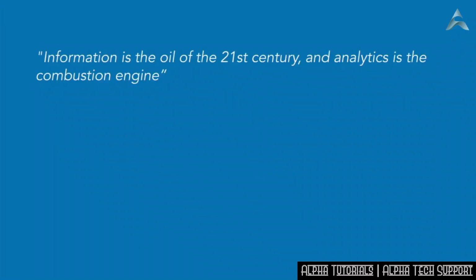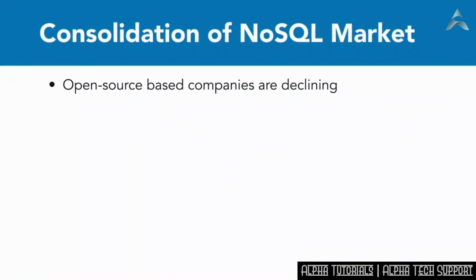Peter Sondergaard from Gartner says, information is the oil of the 21st century, and analytics is the combustion engine. And this is reflected in the evolution of NoSQL in the time I've been working with the ecosystem. The first big trend I'm seeing is consolidation of the NoSQL market. I'm observing that open source-based companies seem to be declining in number and in market adoption, and they seem to be being replaced by either cloud vendor supported versions or by cloud vendor replacements.